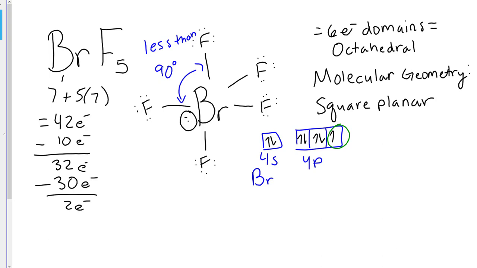Good. They have this D sublevel because they're third period or below. They have the D sublevels. They're sitting there empty, but they're technically there. So draw those. 4D.